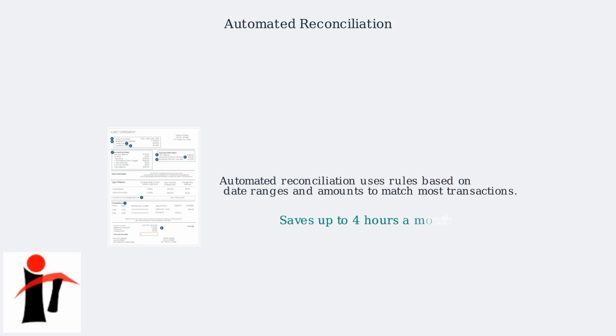Automated reconciliation uses rules based on date ranges and amounts to match most transactions. Manually review any unmatched items. Features like automatic categorization save time, up to 4 hours a month.